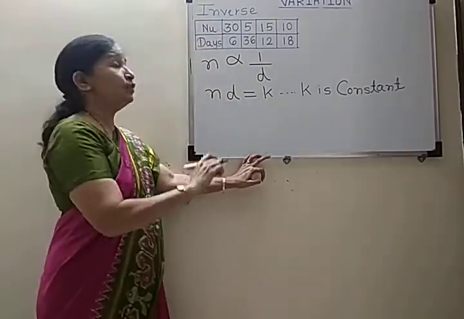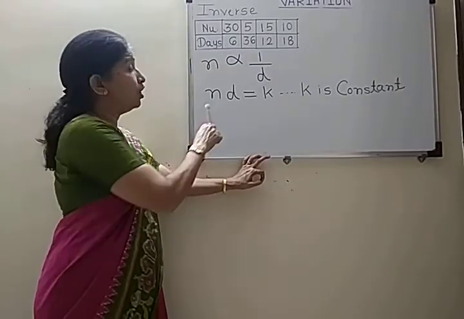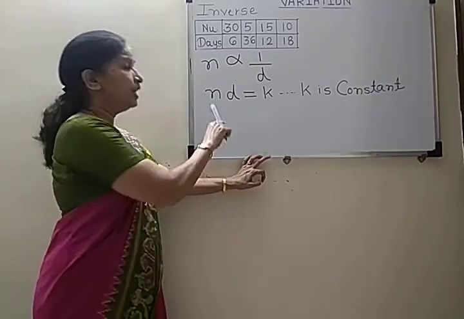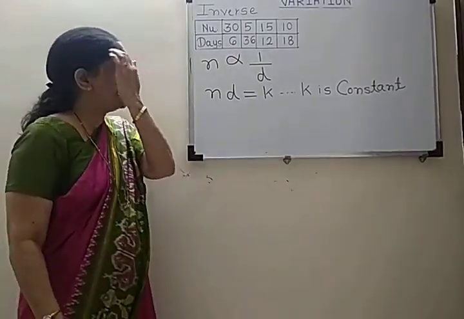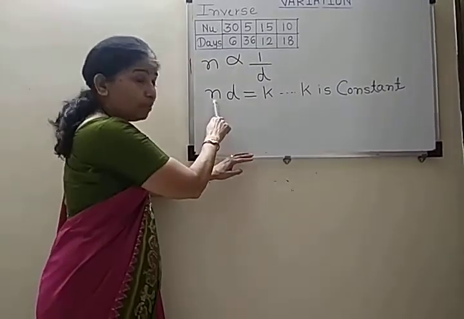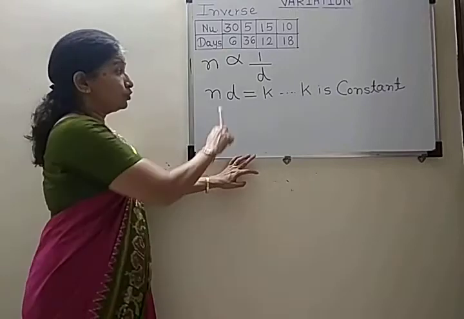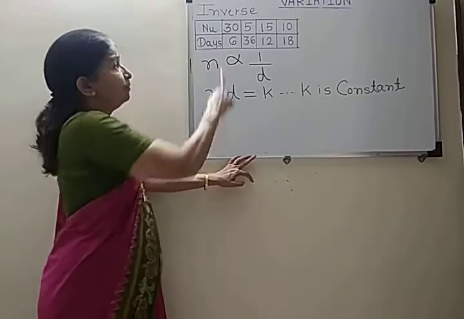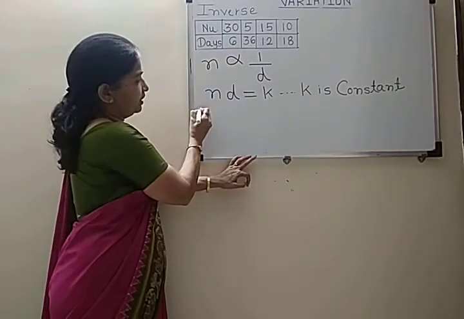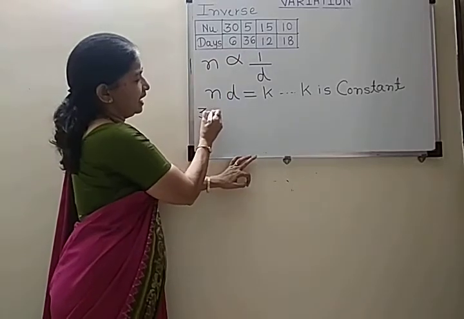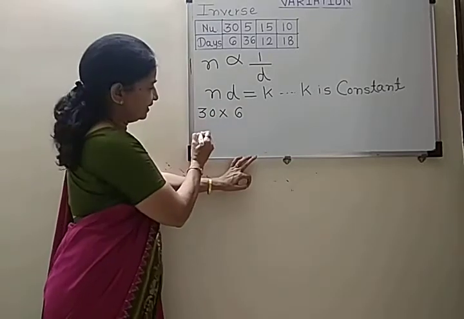Now, in direct variation I told that division is constant. In inverse variation, multiplication is constant. See the example. 30 times 6 will come as 180.